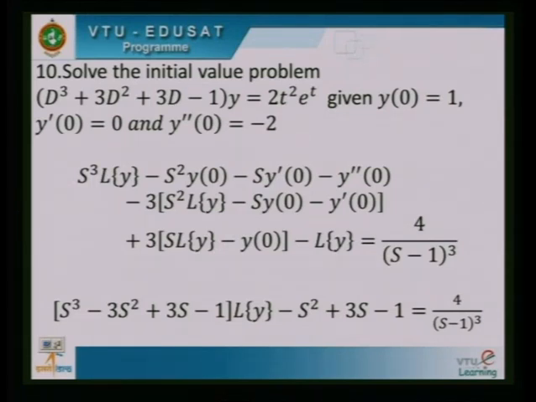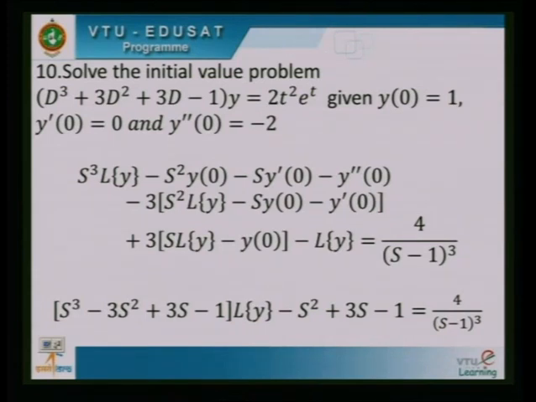See, (D³ + 3D² + 3D − 1)y can be written as y''' + 3y'' + 3y' − y = 2t²eᵗ. Now you can apply the Laplace transform on both sides. This can be written as L of y''' + 3 L of y'' + 3 L of y' − L of y = 2 L of t²eᵗ.